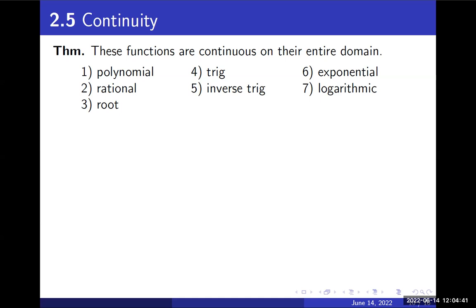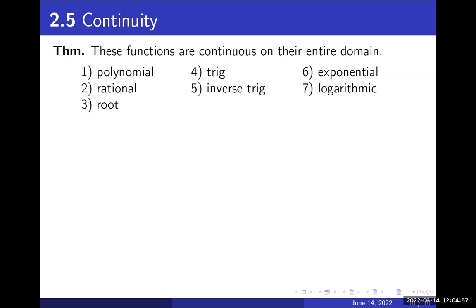This is going to be really, really useful. These 7 functions, polynomial functions, are always continuous on their entire domain. They don't have any jumps or holes or asymptotes. A rational function is continuous on its entire domain.